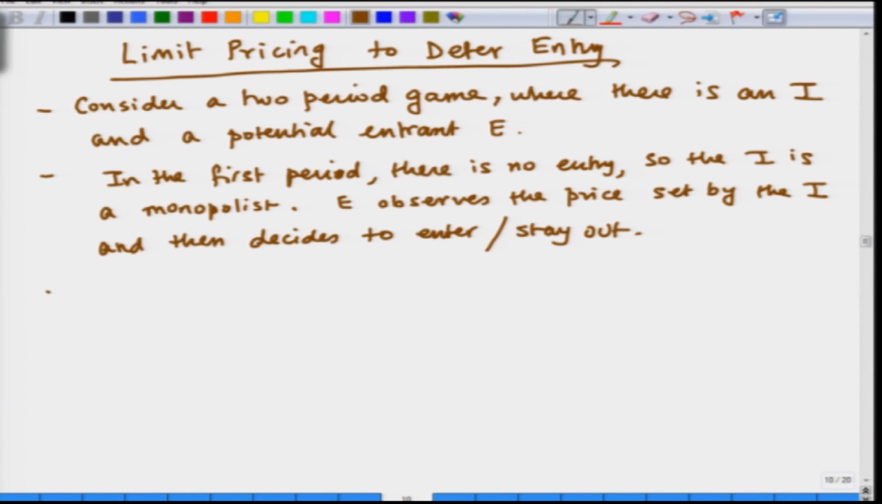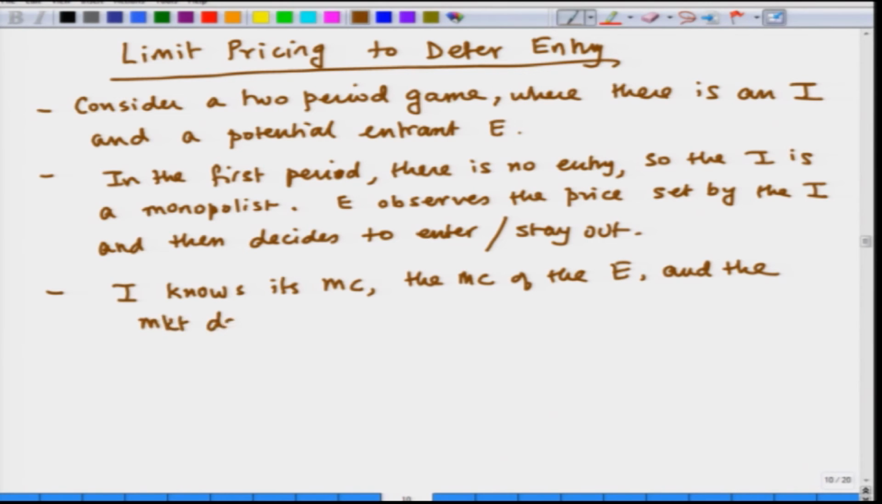Right. So, the information part of this game is as follows. The incumbent knows its marginal cost, the marginal cost of the entrant, and the market demand in each period. So, as far as the incumbent is concerned, the incumbent knows what its marginal cost is, what the entrant's marginal cost is, and also what is the market demand at t equal to 1 and at t equal to 2.